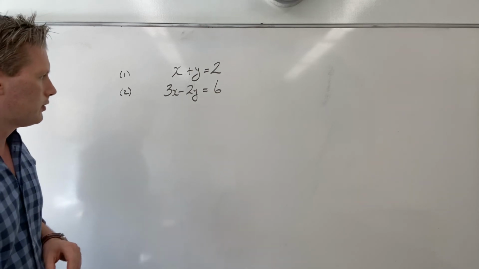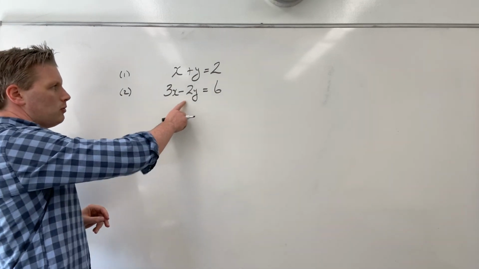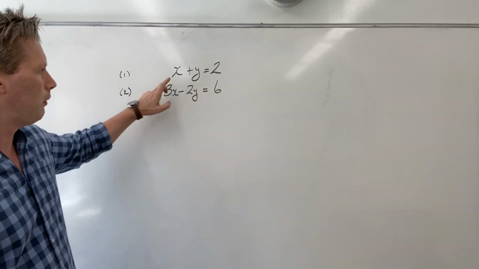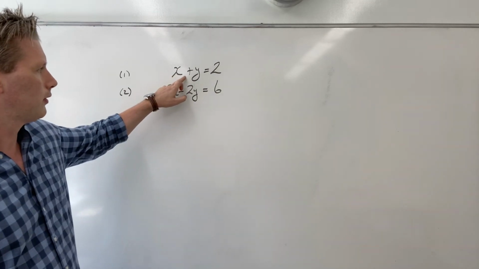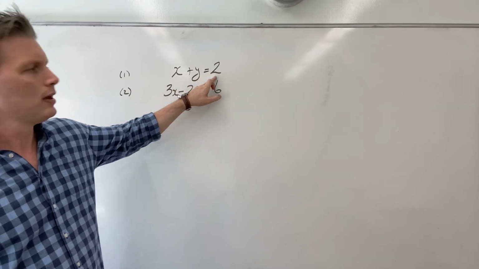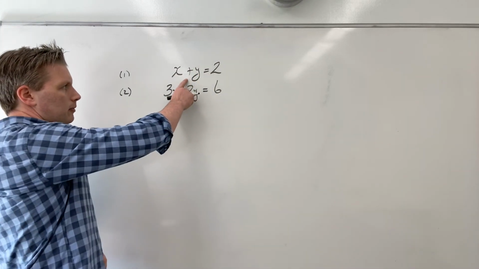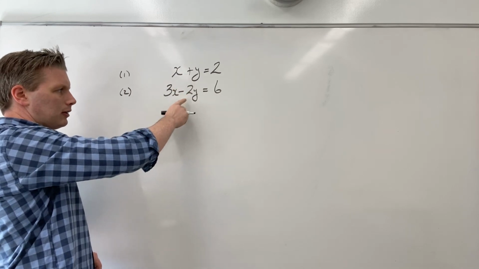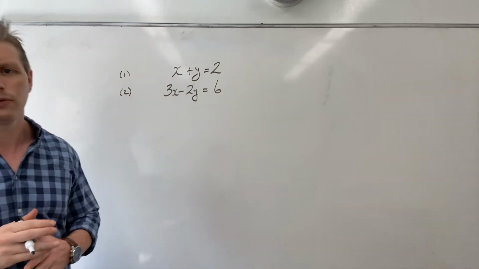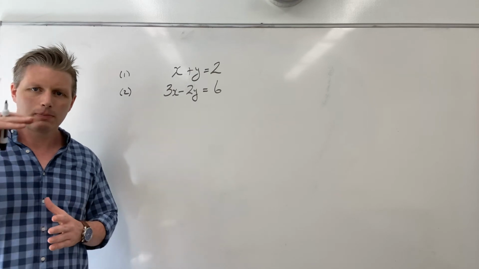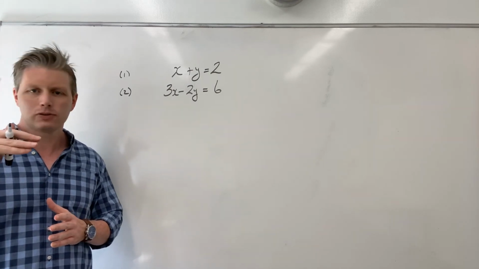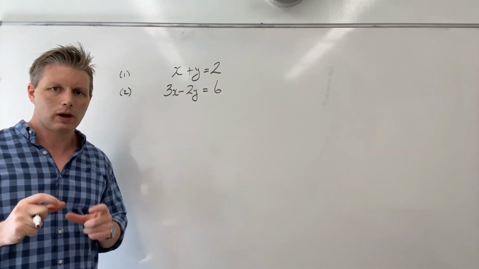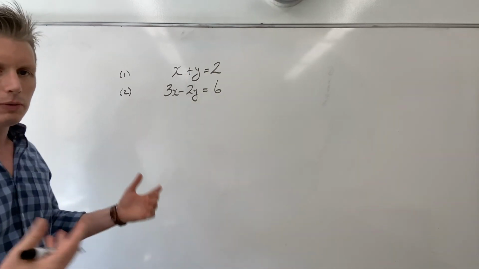The other option I could do is, because I have here a 2y, I could multiply this first equation by 2. And that would give me 2x plus 2y equals 4. And then I would have a plus 2y in my first equation, and I have a negative 2y in my second equation. And if I were to add those equations, the 2y plus negative 2y would cancel for me. And again, that cancellation is what I'm looking for. So I'm going to go with that second option.